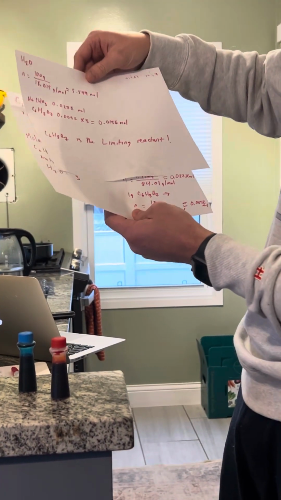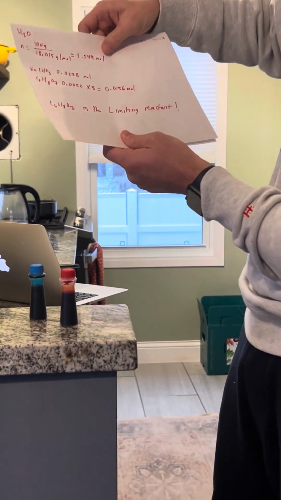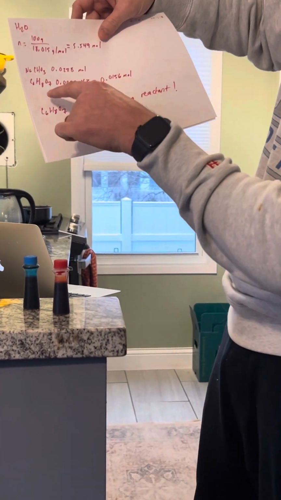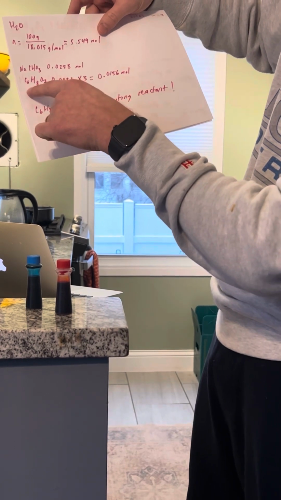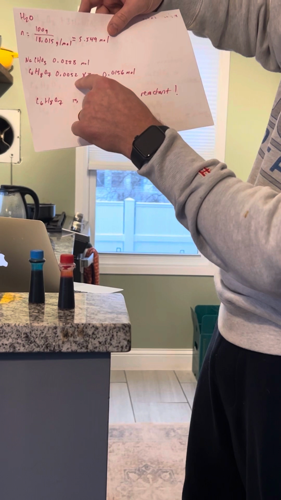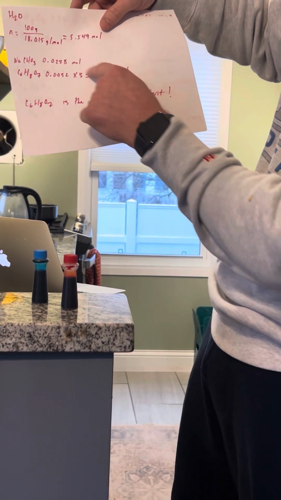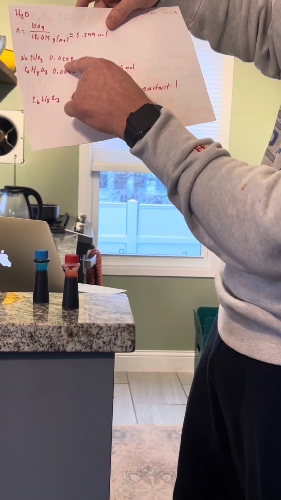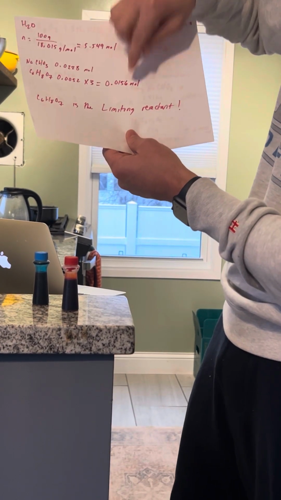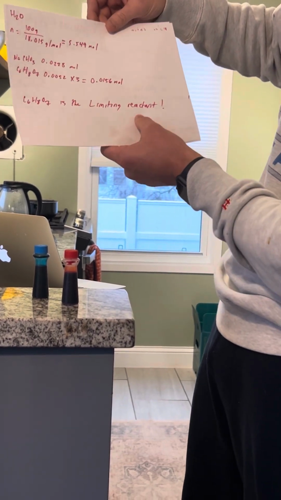based off of our molar ratio of 1:3:3, you can see that the moles of the C6H8O7, which is 0.0052, if you multiply that by 3, you only get 0.0156 moles, which is less than my sodium bicarb. So that means that my C6H8O7 in this reaction is my limiting reactant.